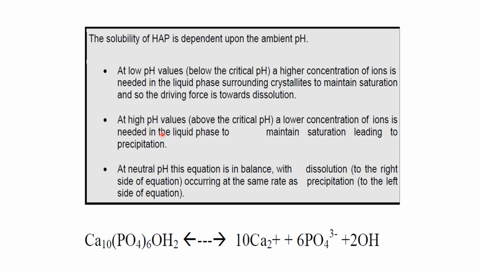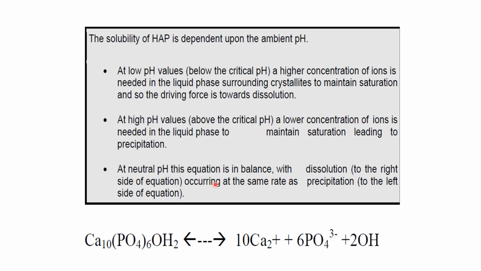Similarly, if the pH is high, above the critical value, there is a need for a lower concentration of ions to maintain saturation, and it goes towards precipitation, or the remineralization of the structure. So the aim should be to maintain a high pH value, and that is provided by the salivary enzymes and the presence of a good quantity of saliva to buffer the effect of the pH or the acids that are coming inside the oral cavity.